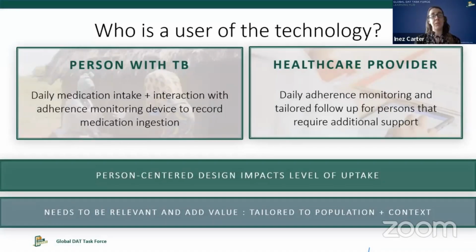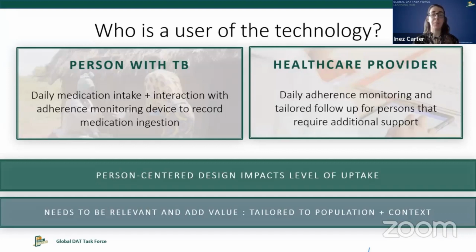So to start us off, who are users of digital adherence technologies? On the one hand, you can consider the person with TB. That's the person who has the technology in hand and who's taking their medication on a daily basis. They interact with their adherence monitoring device to record their medication ingestion, and this could be at the same time as taking their medication or afterwards.